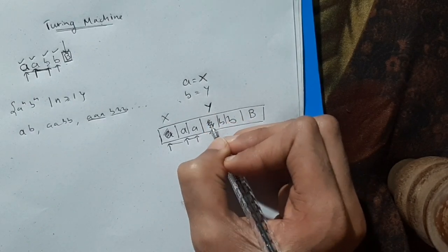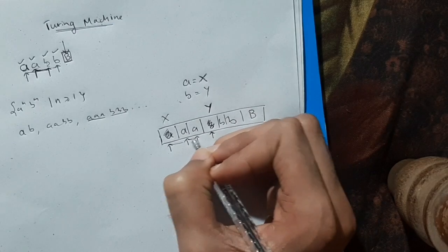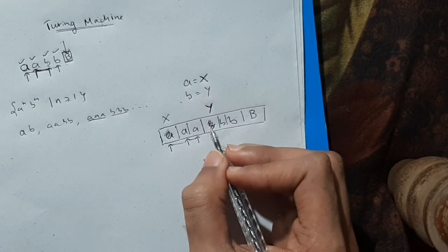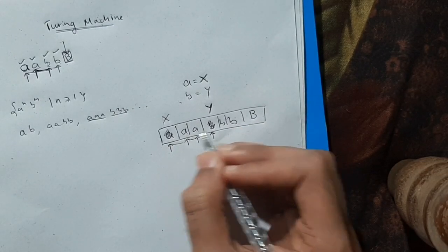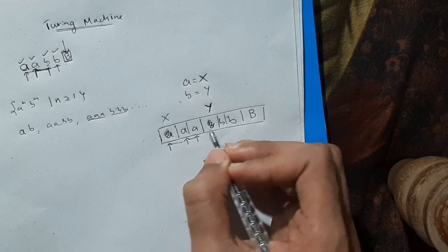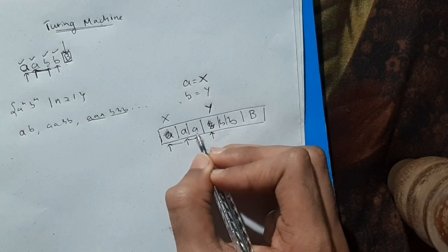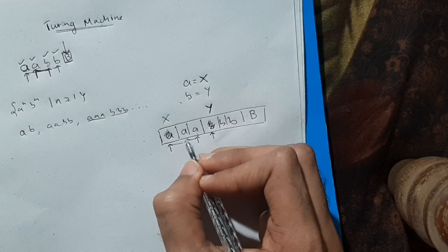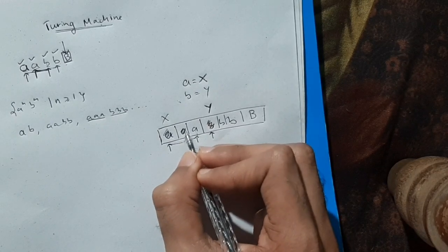After I have encountered B and put Y, again I have to move back. Why am I moving back? Because I want to see if there are any more A's so that I can find a pair for B also. Fine. Then I will move back and see, this is the first A, yes. So what I will do, I will mark it as X.